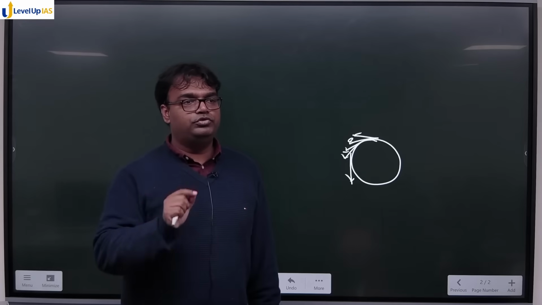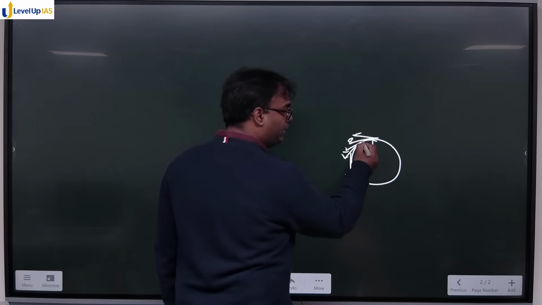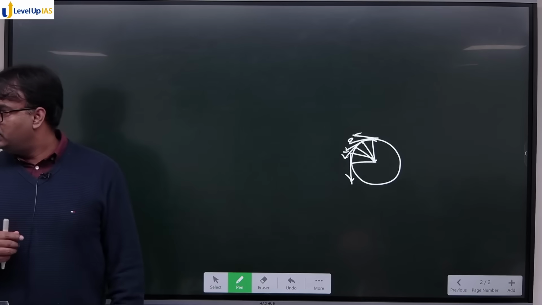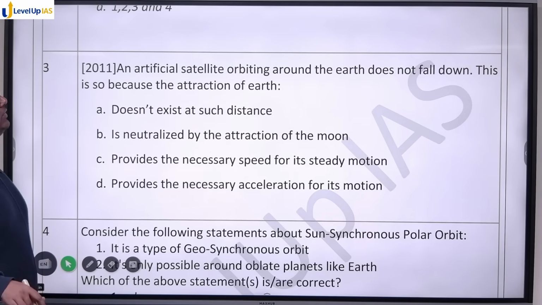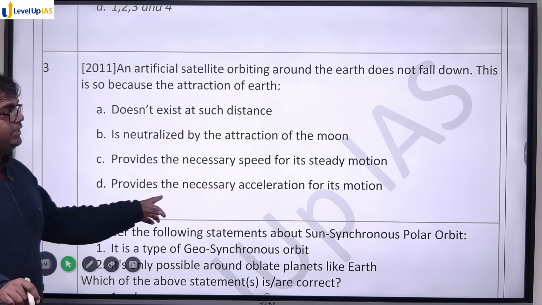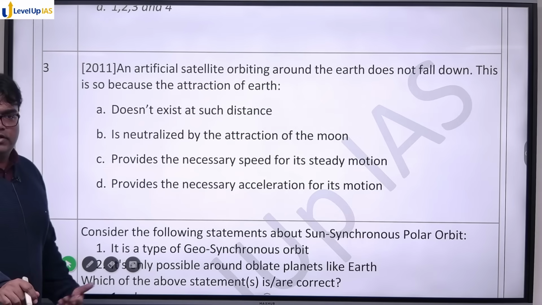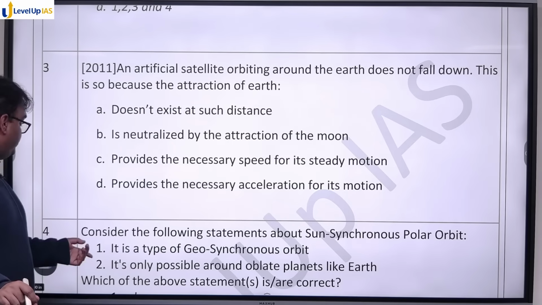It is because of the force which is being applied by gravity. The change is happening because of gravitational force. Are you all able to understand this? Okay, so an artificial satellite orbiting around the Earth does not fall. This is because the attraction of Earth provides the necessary acceleration for its motion. Fine. The acceleration which is required for it to revolve around is provided by gravity.